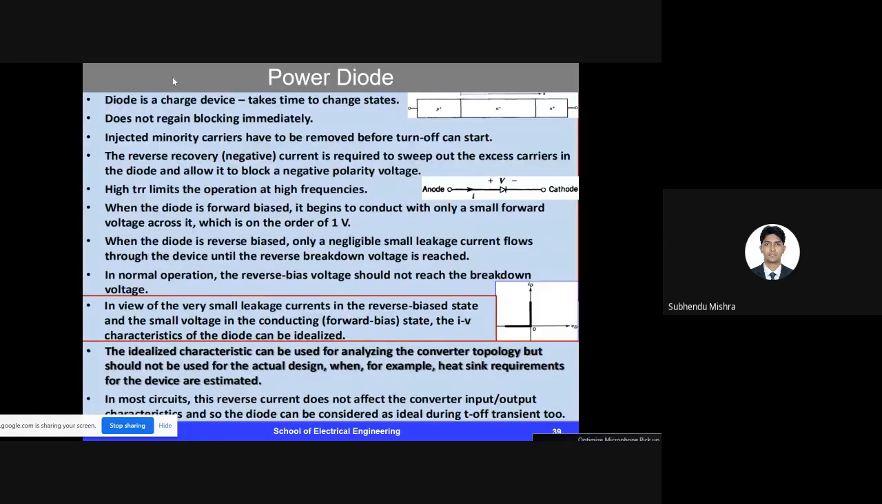So finally, this is the summary of what we studied about power diodes. Okay, so any questions till this point? Any doubts?